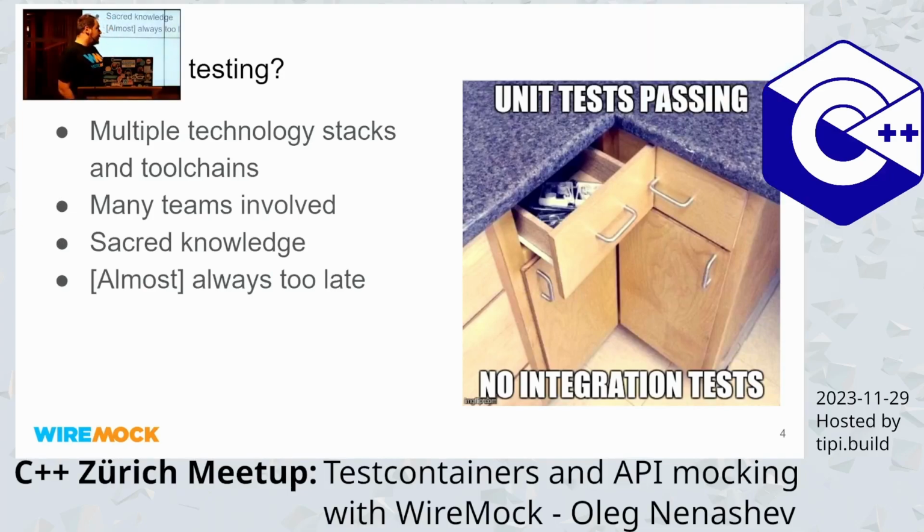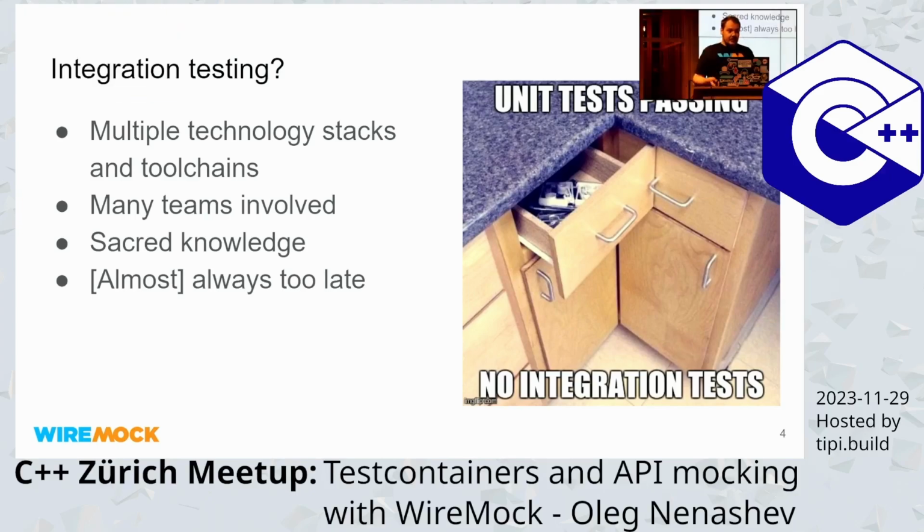And for integration tests, I guess nobody likes writing them. Because, yeah, there is a lot of glue code involved. Sometimes it requires multiple technology stacks, many teams maintaining different components. Each of them may be using C++ differently. There are so many ways to use C++. And actually, it's always a challenge for automation engineers and developer tools developers to make the things work together, for example, as a part of continuous integration pipelines.